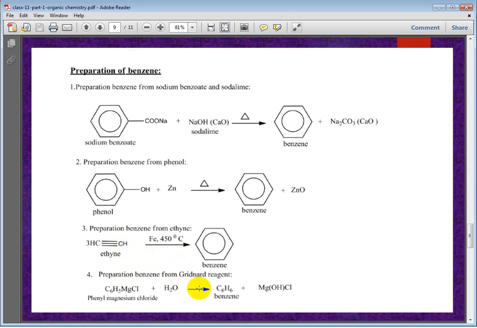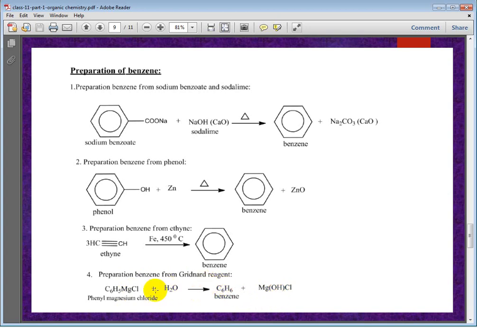Benzene is formed from Grignard reagent. If Grignard reagent is hydrolyzed, benzene is formed along with magnesium hydroxychloride. This is magnesium phenyl bromide. Hydrolyzed means broken down by water. Water splits into two parts, H plus and OH. One part is added here, giving C6H5, so C6H6, and the other OH goes to magnesium, Mg(OH)Cl.